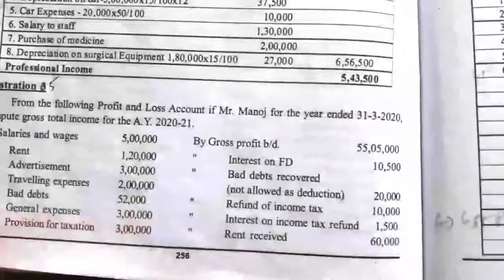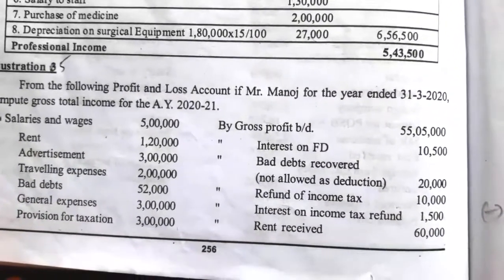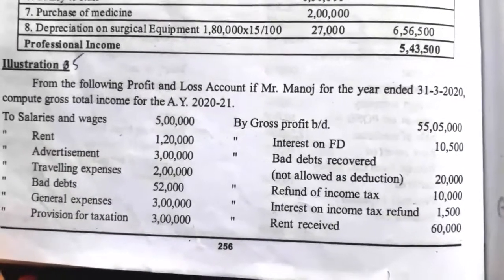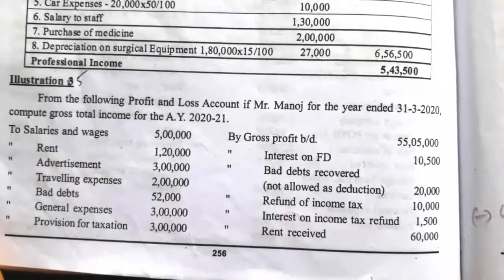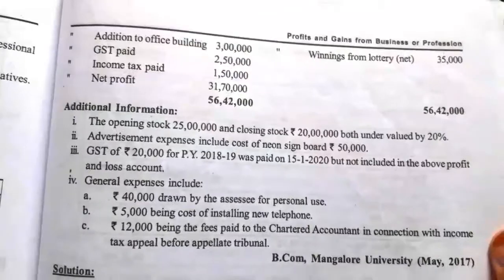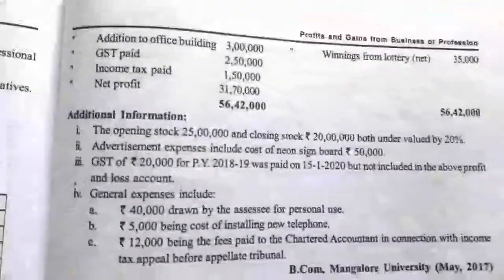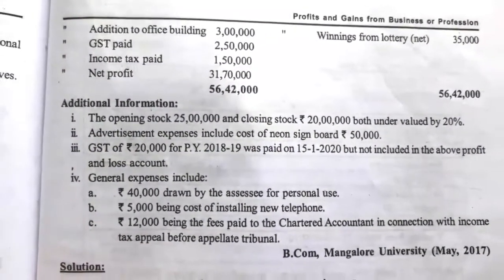Again, on the credit side, they have given interest on fixed deposit rupees 10,500, bad debt recovered not allowed as deduction rupees 20,000, refund of income tax rupees 10,000, interest on income tax refund rupees 1,500, rent received rupees 60,000, and winning from lottery, net value given, rupees 35,000. The net profit is 31,70,000. The total of both sides is rupees 56,42,000.